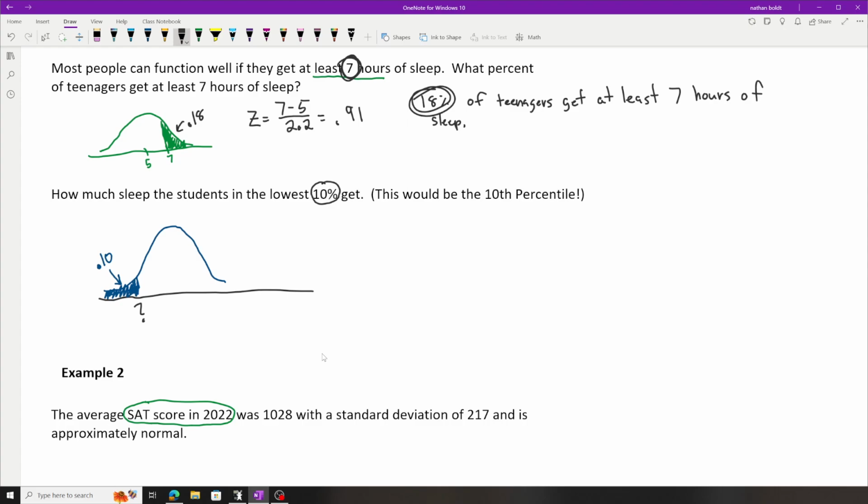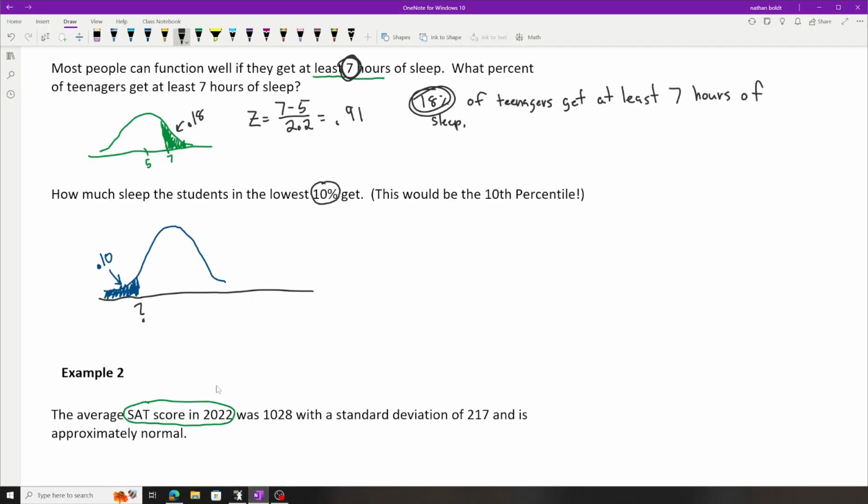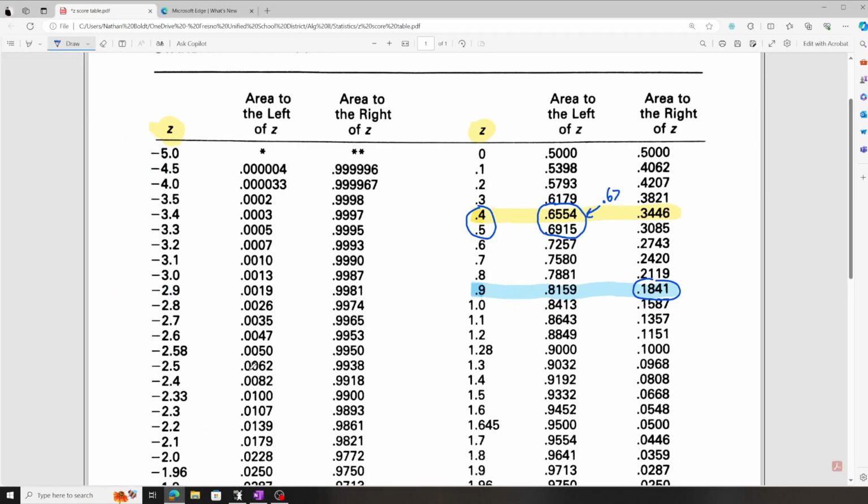All right, well, I'm going to go to the chart first this time. It used to be my last step. Now it's my first step. I need 10% to the left, right? That is 10% to the left. So I'm going to take a look at these columns right here. Oh, that's the eraser. All right, right here, area to the left, and I have to find 10%.